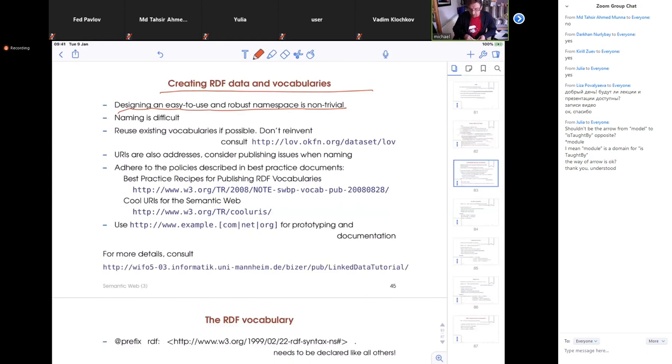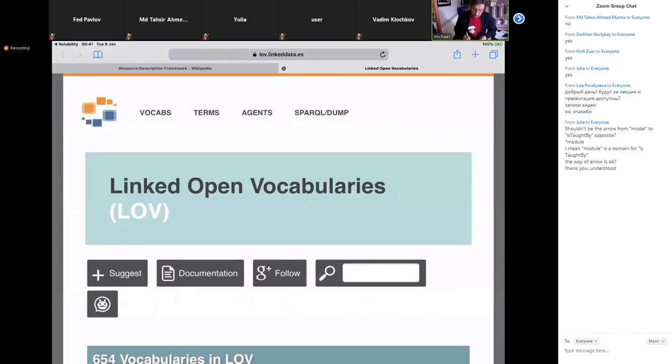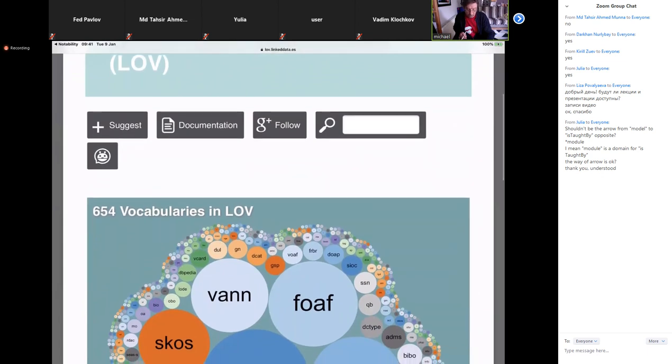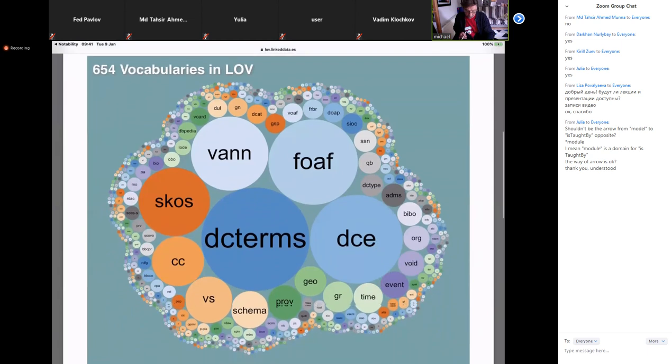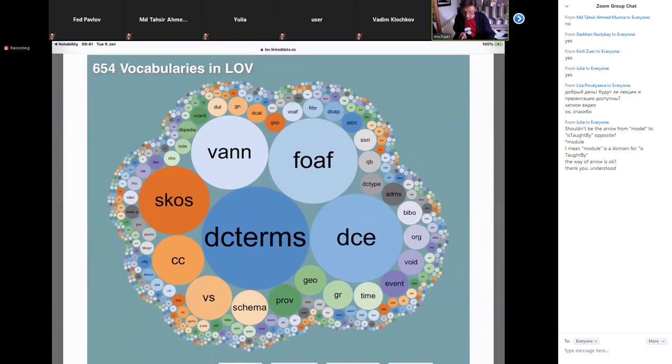So instead of inventing something, maybe it makes sense to have a look somewhere, say here, for existing vocabularies. Say your company asks you to design an ontology and RDF representation for a music company, so some information about records they have, about singers, and so on. Maybe it doesn't make sense to design everything from scratch. Maybe it makes sense to have a look at this list of linked open vocabularies, LOV. And here you will find 654 vocabularies of various types: geo, time, event, lots of stuff.